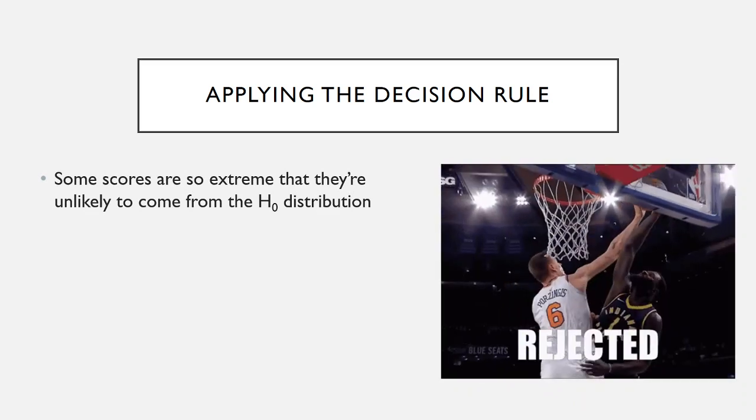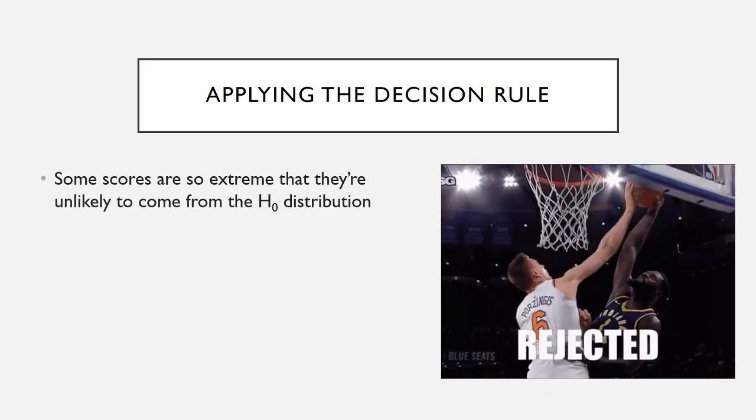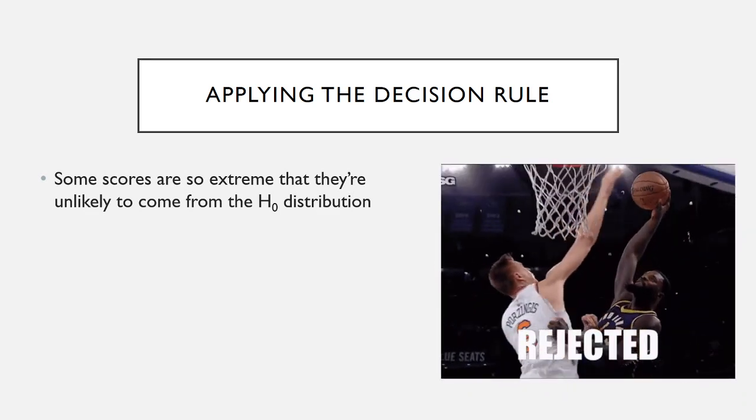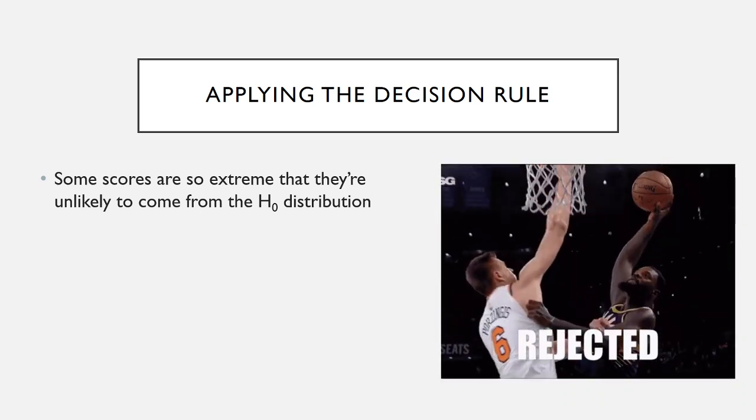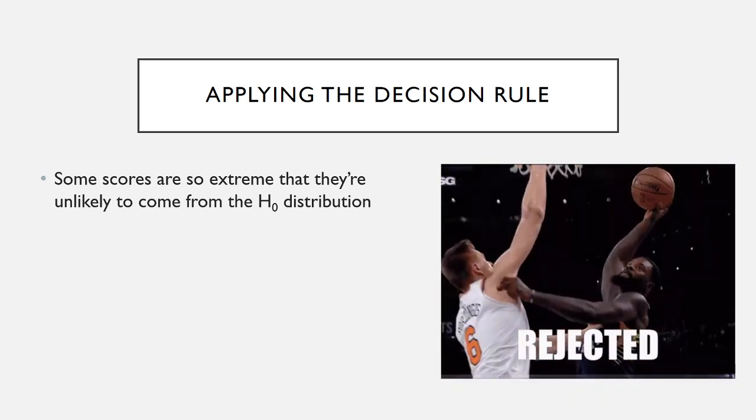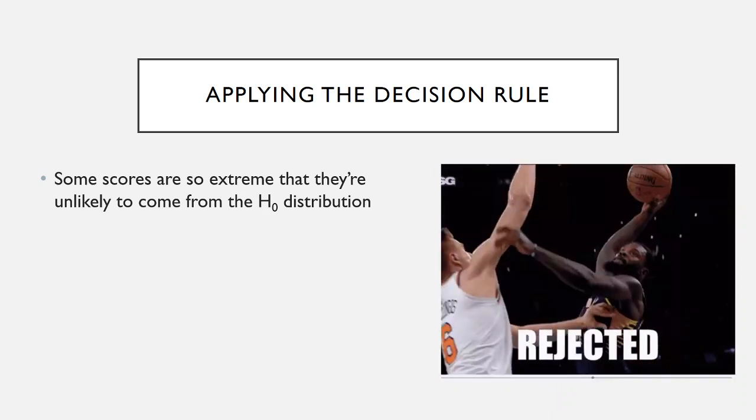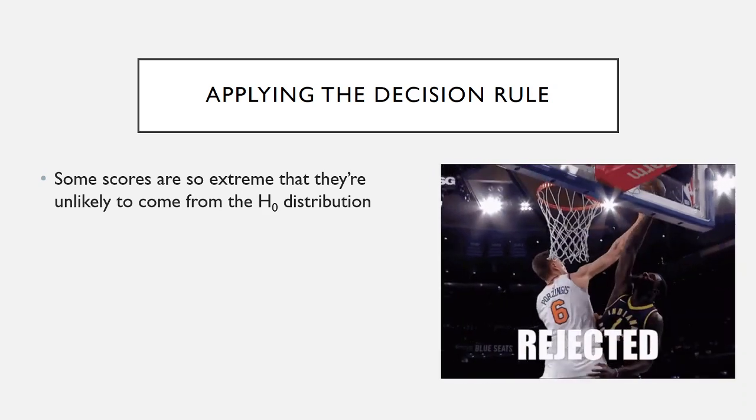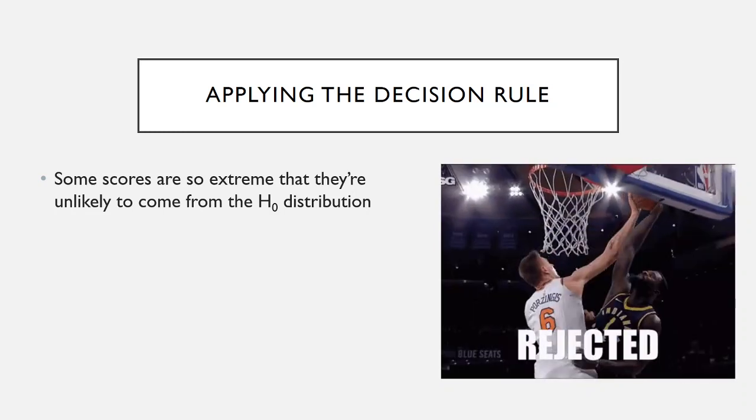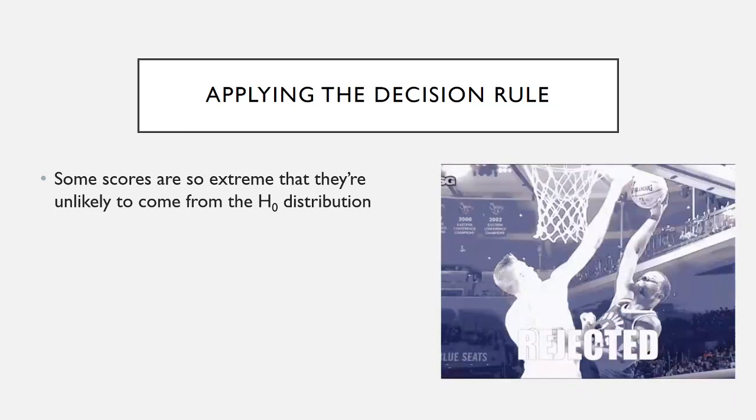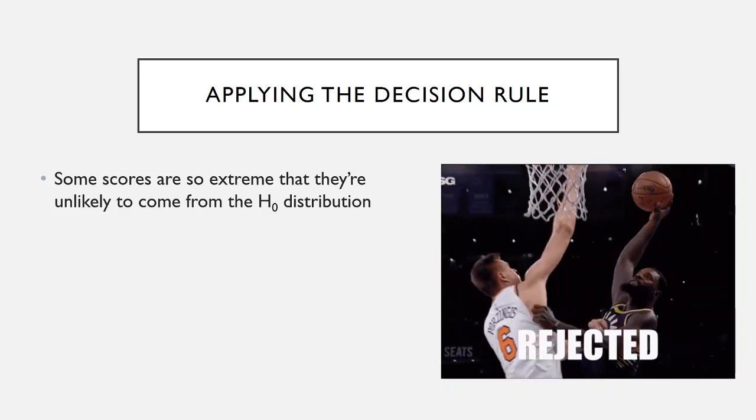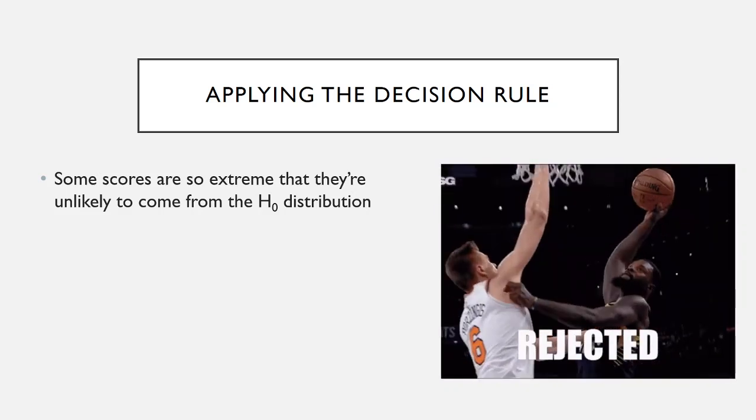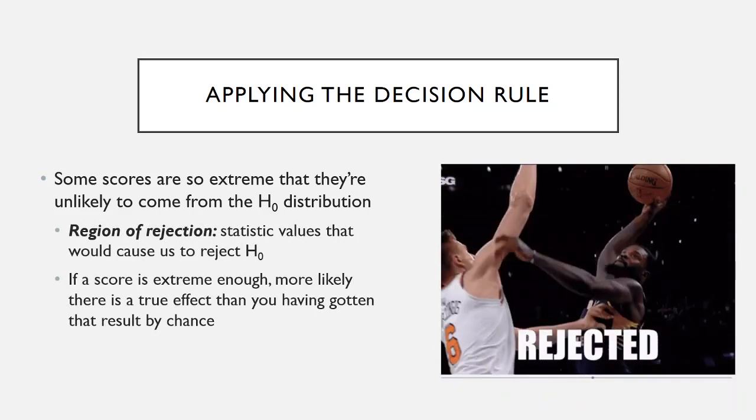So here's what goes on in this step. The idea is that some obtained statistical outcomes are going to be so extreme that they're unlikely to have come from the null distribution. Even though a result might theoretically possibly be a fluke, if it's so extreme that it's just really, really unlikely, at that point we can likely say to ourselves the null distribution doesn't appear to adequately capture what we found.